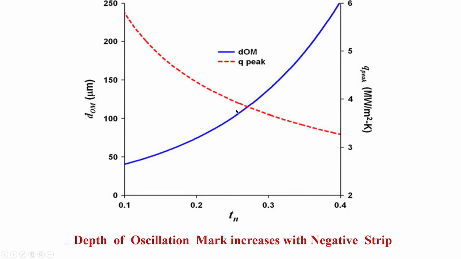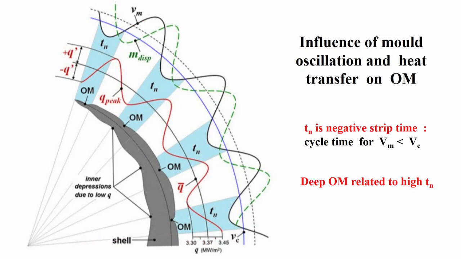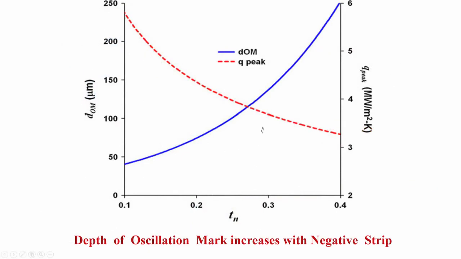You just see the red line, what is this? I had shown you earlier, this red line is basically the Q peak, that means the heat transfer within the mold, how it is changing. I have told you there is an average and then there is a variation, a sinusoidal variation. So, how it is changing is shown here. Now let us go to this picture and see how this peak is changing. With negative strip time, fortunately, the Q peak is coming down a bit from a very high to a slightly lower figure. So, while the depth of oscillation mark is increasing, the Q peak is however coming down. This is one important observation.